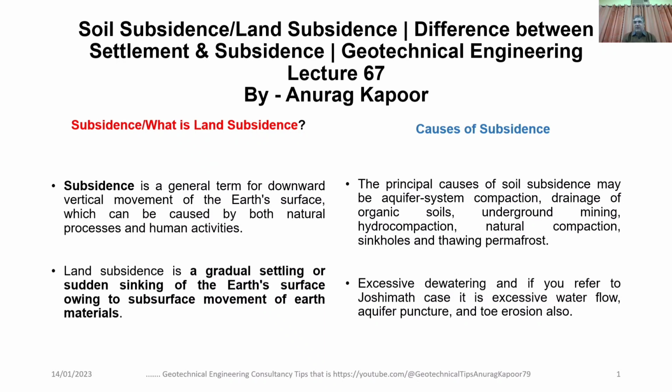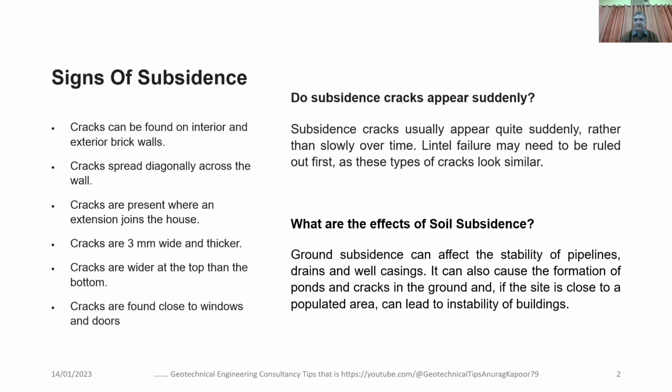If you do excessive dewatering, then also land subsidence occurs. There are many such case examples which maybe I can discuss with you all in a future lecture. And if you refer to the Joshimath case, it is excessive water flow because of the Dhauli Ganga River and Alaknanda River. And as far as I know, there is a known case of aquifer puncture also there, because of which erosion has taken place, and that is why subsidence in the holy town of Joshimath.